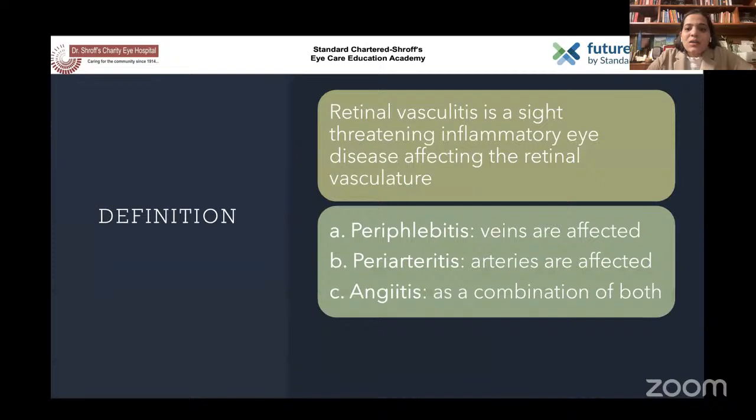So retinal vasculitis is a sight-threatening inflammatory eye disease affecting the retinal vasculature. Basically, retinal vasculitis is kind of a misnomer. It is actually retinal perivasculitis. In autopsy studies, whenever they do a study from these vessels, there is infiltration around the vessels, which could be the veins or arteries or both. So if predominantly the veins are affected, it is known as periphlebitis. If predominantly the arteries are affected, it's called periarteritis. And if it is a combination of both, it is angiitis.